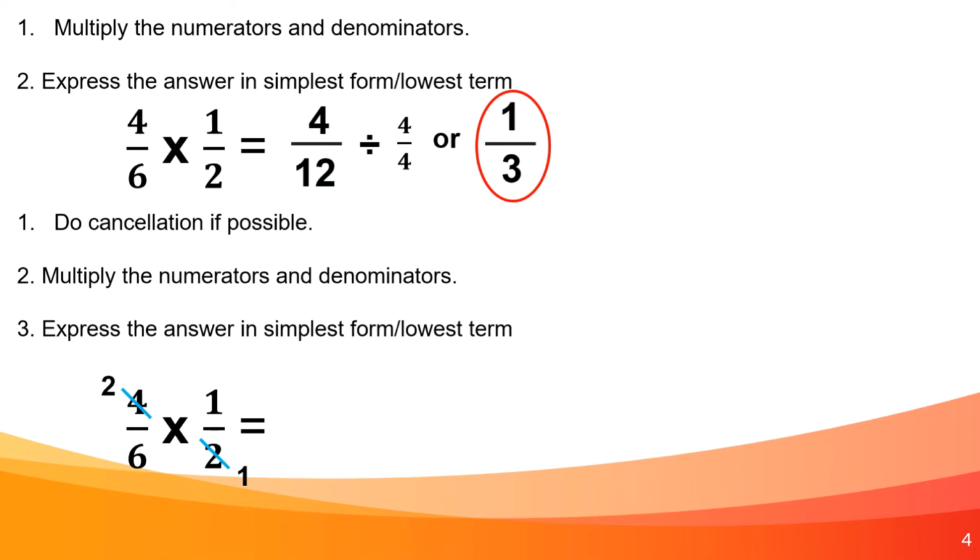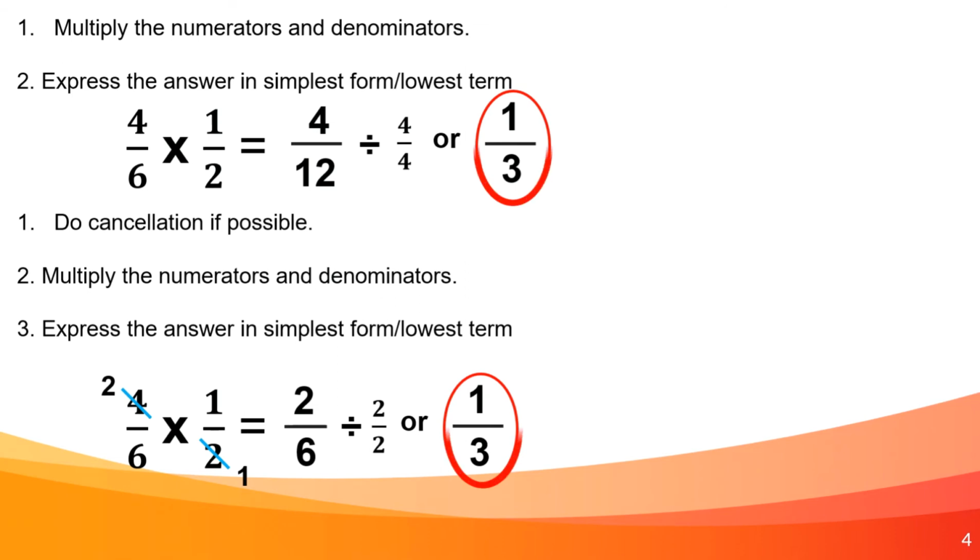So, pwede na nating i-multiply yung numerators natin. 2 times 1, that is 2. And then, yung denominators natin na 6 and 1. So, 6 times 1, that is 6. So, the answer is 2/6. Pero, hindi pa rin siya naka-lowest term. So, isip tayo ng greatest common factor ng 2 at 6, and that is 2. 2 divided by 2 is 1, and 6 divided by 2 is 3. And that is the final answer. So, 4/6 times 1/2 equals 1/3. Parehas lang doon sa isa.